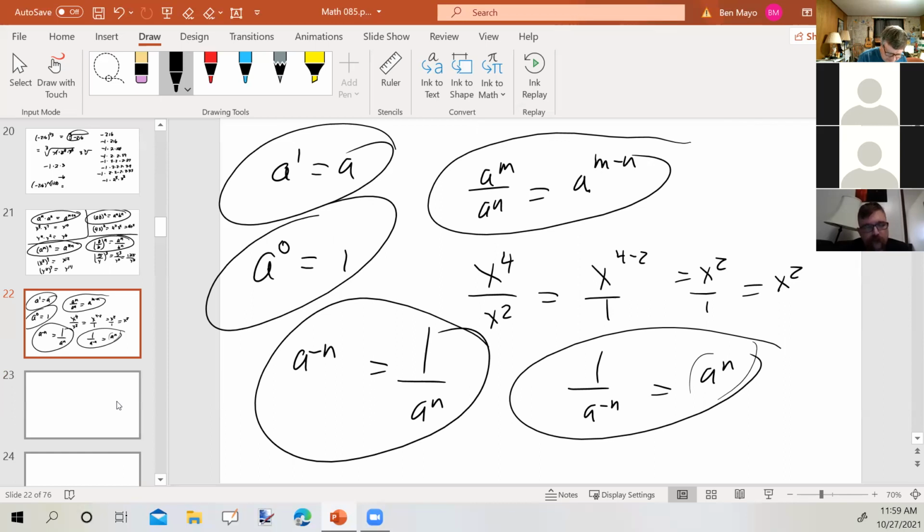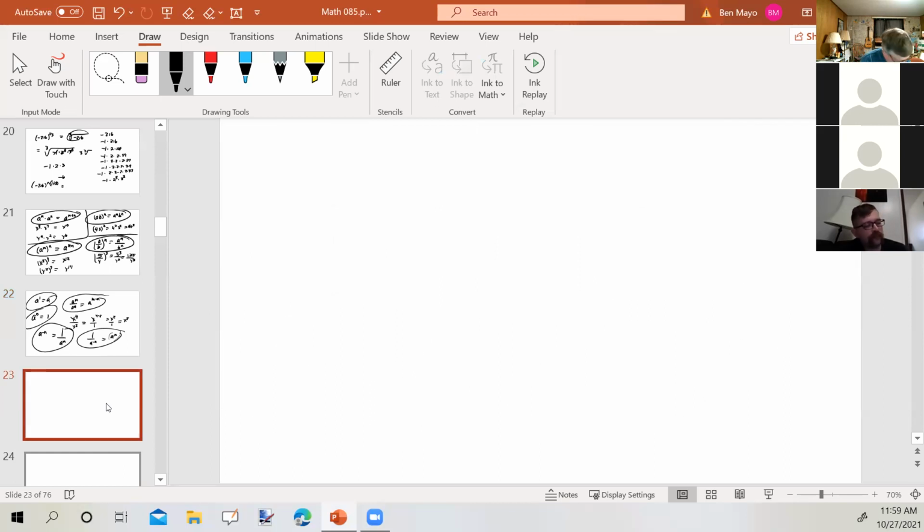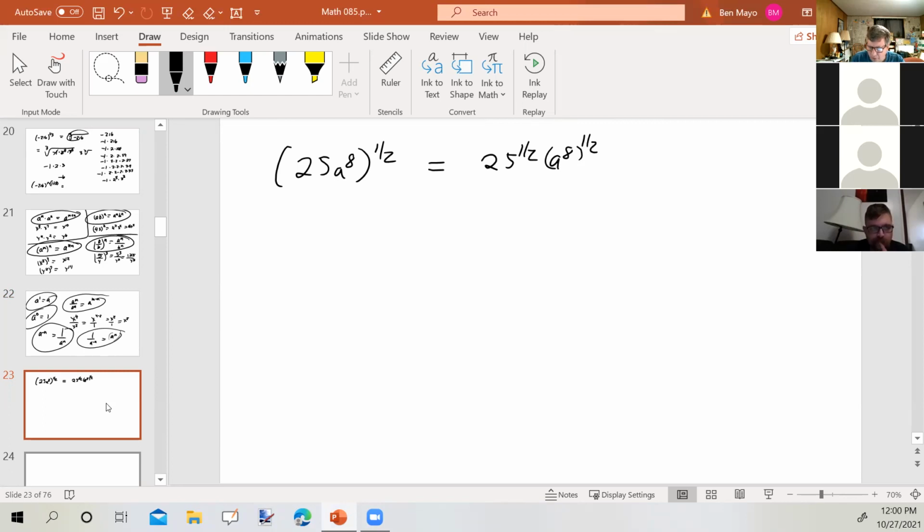Okay. So we've got the following. 25 a to the 8th to the 1/2 power. Again, it says simplify each expression. Assume that the variables can be any real number and use absolute value symbols when necessary. All right, so I have a product raised to a power. I'm going to attach that power to each factor of the product. Now, 25 to the 1/2 power, so that's like the square root of 25, which is 5.